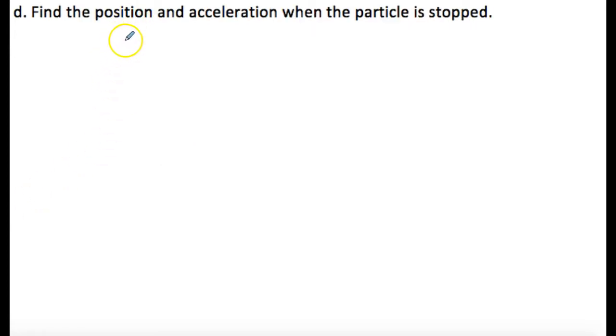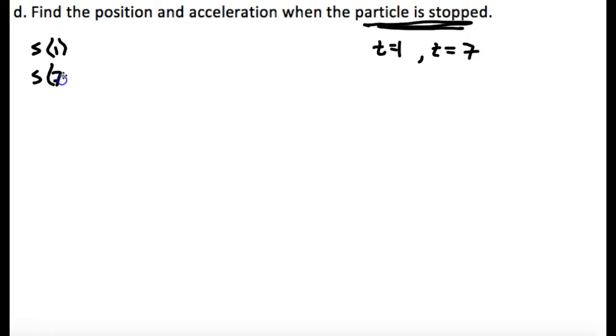Next, we want to find the position and acceleration when the particle is stopped. Okay, we just found two instances where this is true. The particle is stopped at t equals 1 and t equals 7. So if I want to find the position and acceleration, all I'm going to do is plug 1 and 7 into position and acceleration. So I want to evaluate s of 1, s of 7, and a of 1 and a of 7.